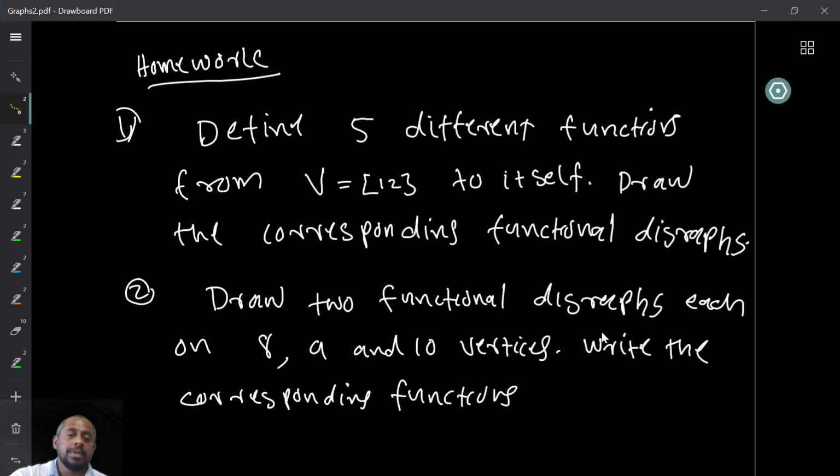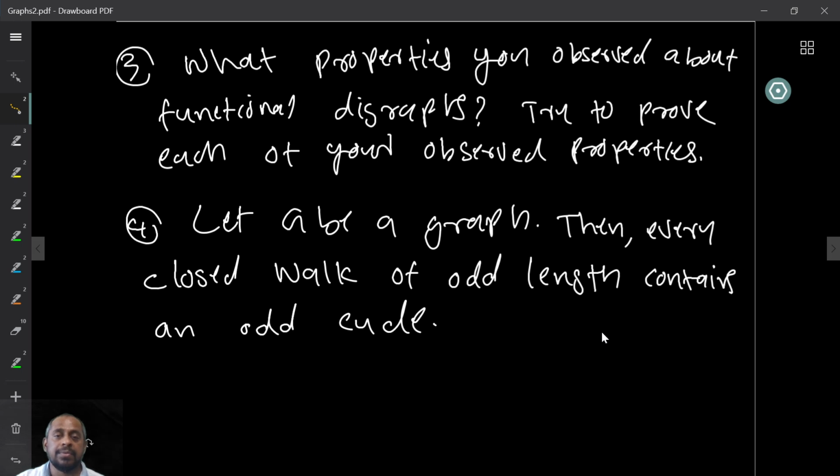Now, once you do all this, the third question asks you to see if you can observe some interesting properties about the functional diagram. And if you find some properties, try to prove them. Whatever properties you can find, you should be able to find at least a few, try to claim it and then write it down as a proof.